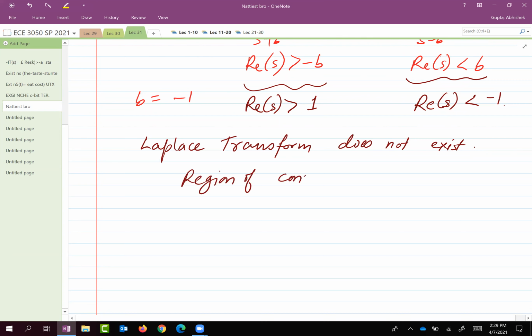Region of convergence is an empty set. So this is one of those pathological signals for which the Laplace transform does not exist.